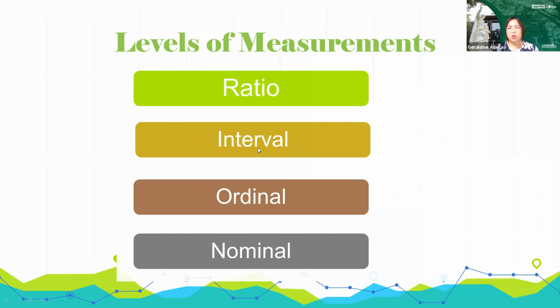Now, in the highest level of measurements where quantitative data are measured here, when you put the data in ratios, you can put meaning to it, like number of children.